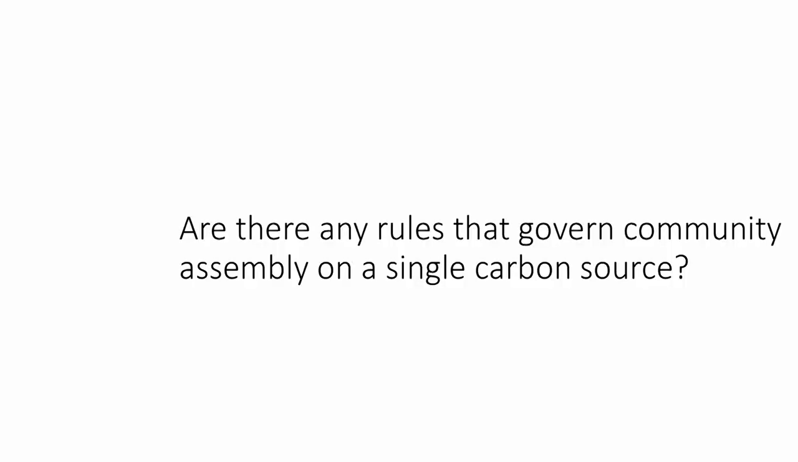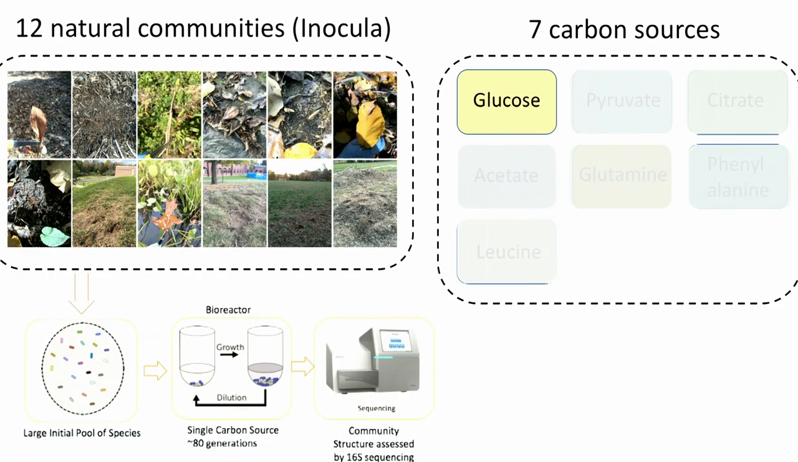So we get to what I really want to do with all of this, which is try to understand community assembly using these communities. Can we use them to derive any rules of assembly that are governing the assembly process? For that, we focused on one of these. We took all of these 12 communities and looked at the assembly on glucose, at the community structures that formed after 85 generations or so. We know it's a complex community, but what is the community?